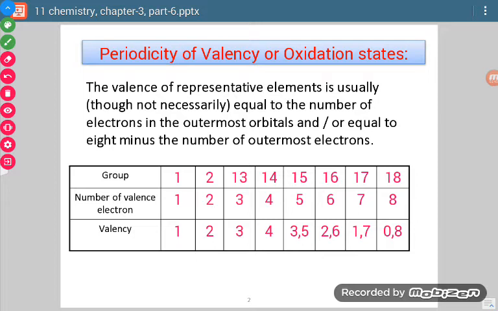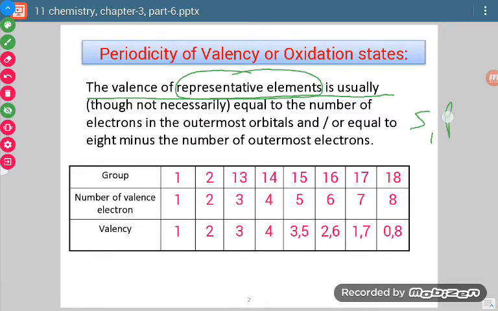For oxidation state we will discuss in detail in the next chapter. So here we are dealing with only valency. In place of valency actually we use the word oxidation state nowadays. So let us stay on valency only. So what is valency? Valency is determined by the valence electrons.